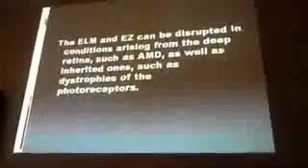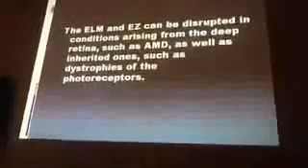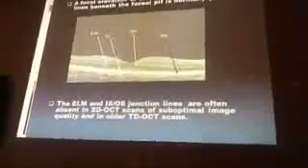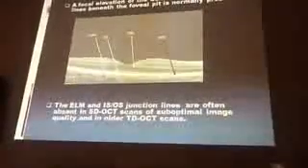The external limiting membrane and ellipsoid zone can be disrupted in conditions arising from the deep retina, such as AMD, as well as inherited ones, such as dystrophies of the photoreceptors. Now, there's another anatomy which we must be aware of, which is normal. This is another picture, grayscale, of the retinal anatomy.